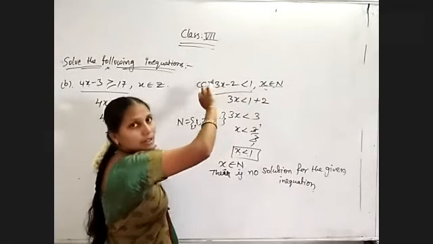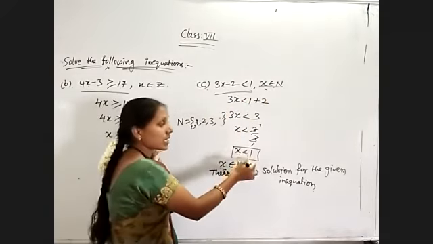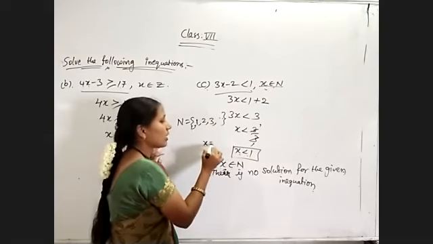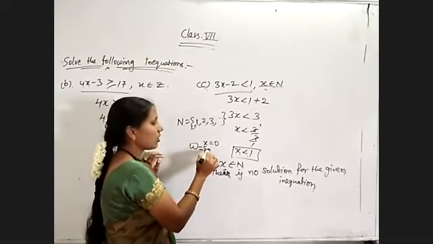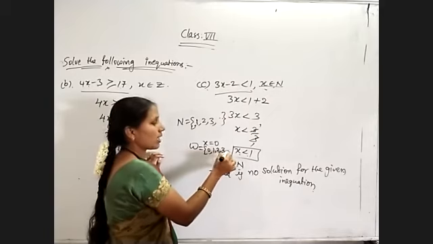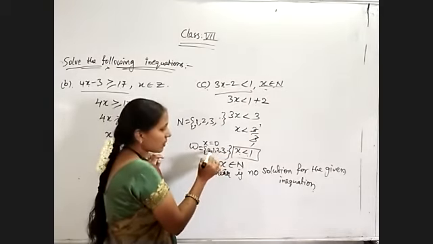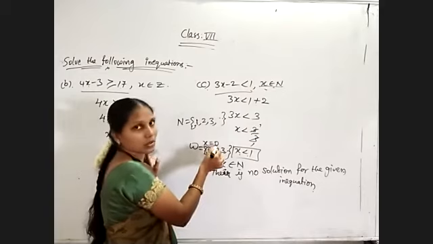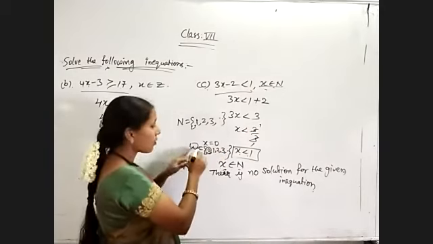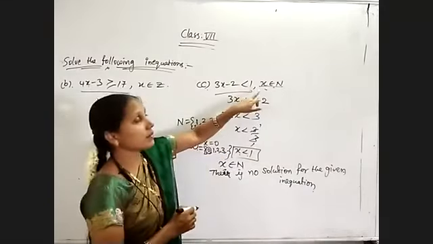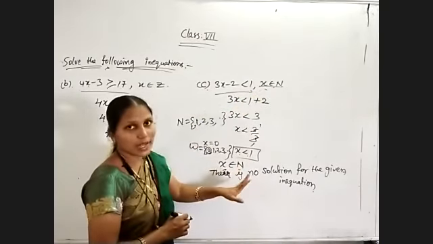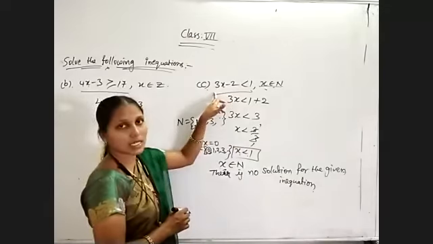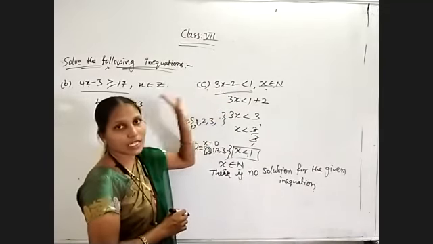If they had given whole numbers, then x lesser than 1 means x will be equal to 0, because whole numbers start with 0, 1, 2 and so on. So less than 1 means only one value, that is 0, in case of whole numbers. But it is mentioned that x belongs to natural numbers. Less than 1, there is no natural number. That means the solution set is not there for the given inequation.